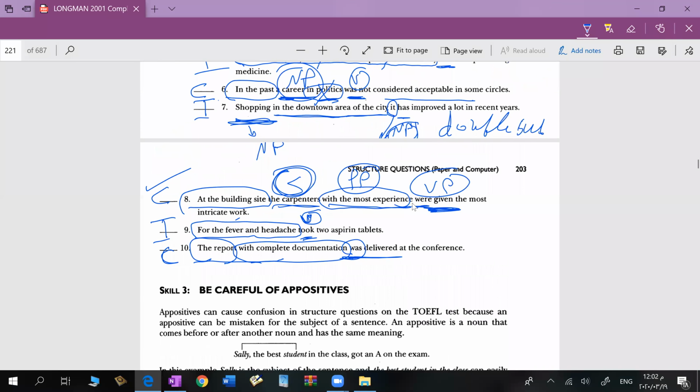Some people have a problem with number 7. Shopping in the downtown area, it has improved. Shopping is the subject and it is another subject. So here we have 2 subjects and we said we must have only 1 subject. So this sentence is incorrect. Okay.